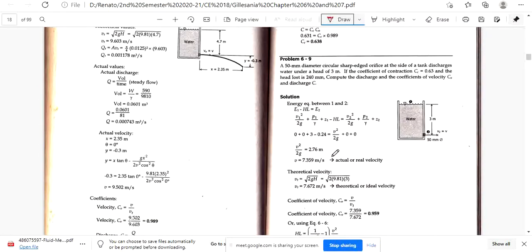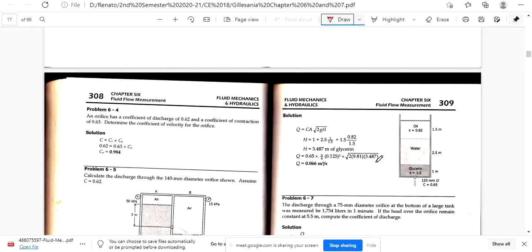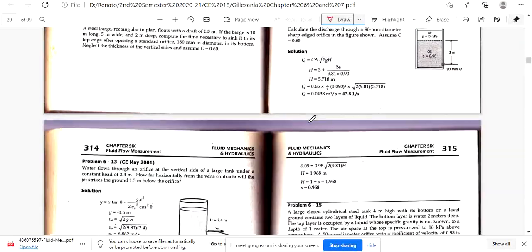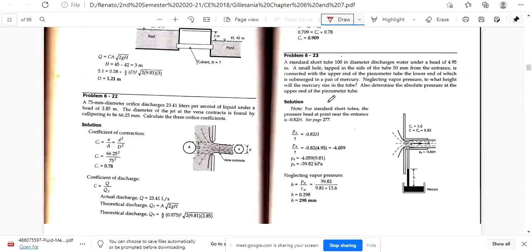Okay? Because this is where mistakes are common. So for example, here is glycerin. Look at this, it has been converted in terms of glycerin, not water. Okay? That is very important because this is what is commonly encountered in chapter 6.